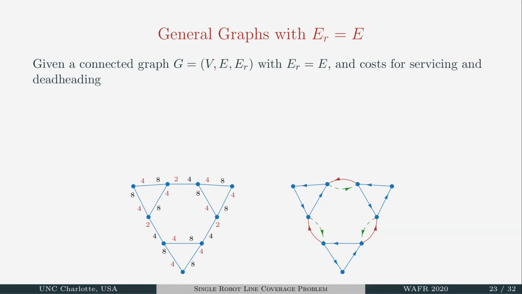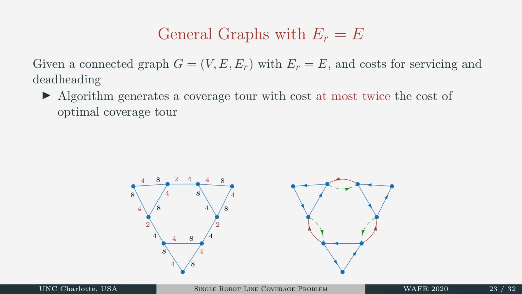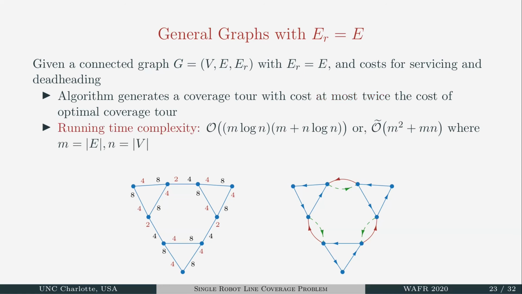We show that given a connected graph G, wherein all the edges are required, and cost for servicing and deadheading, the algorithm generates a coverage tool with cost at most twice the cost of the optimal coverage tool. This means that the algorithm is a two-approximation algorithm.